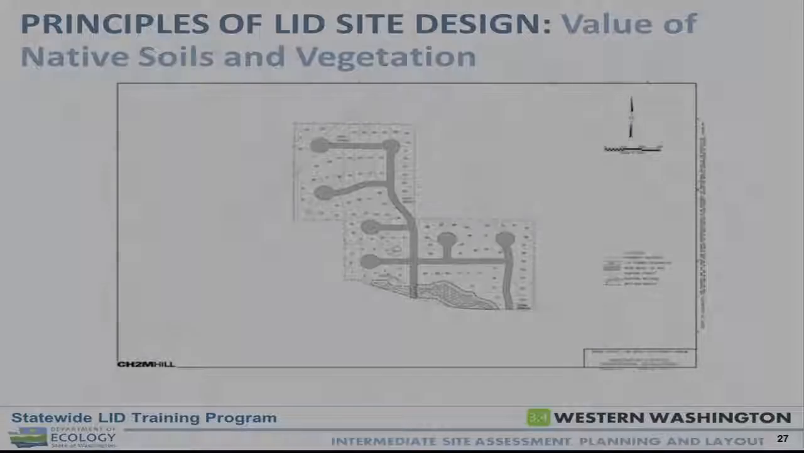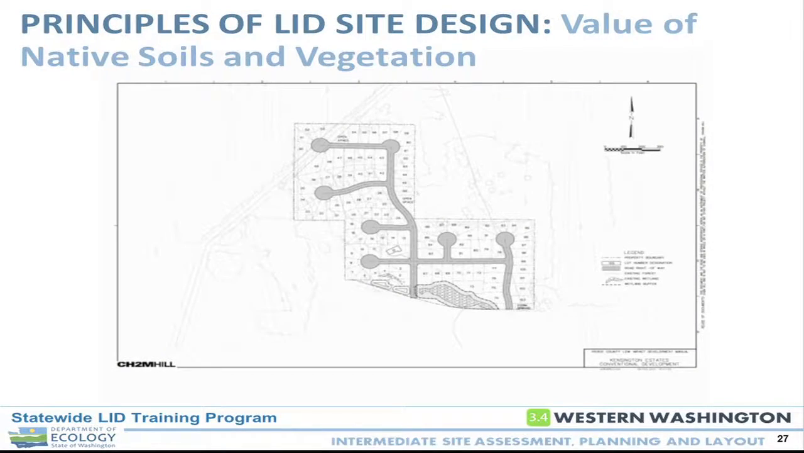Overall message, we're trying to approach the site more strategically, reduce that overall development envelope, and there may be, along with that, some phasing of the project. We're going to talk a little bit about the value of native soils and vegetation. Bottom line, so we know this from modeling we've done.